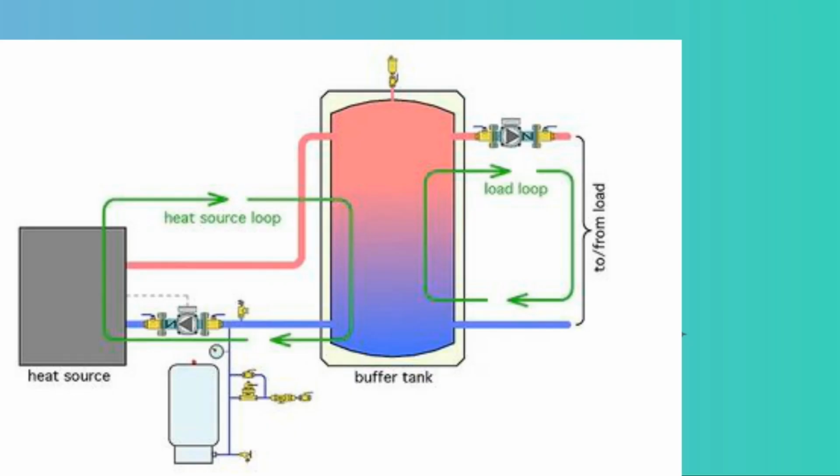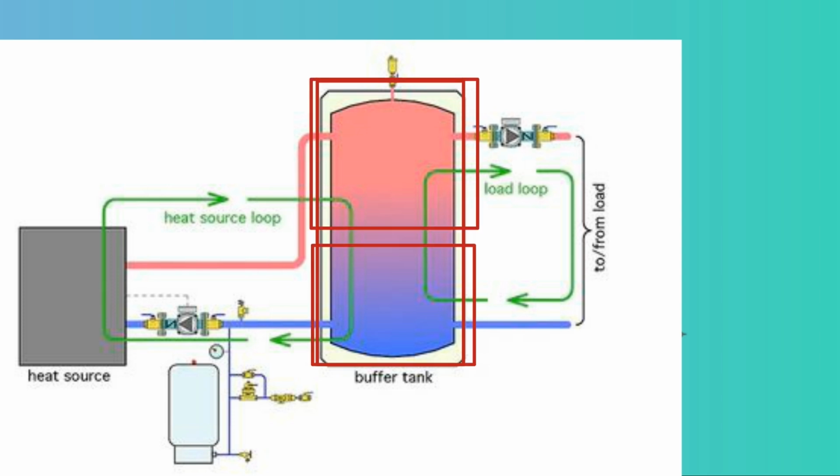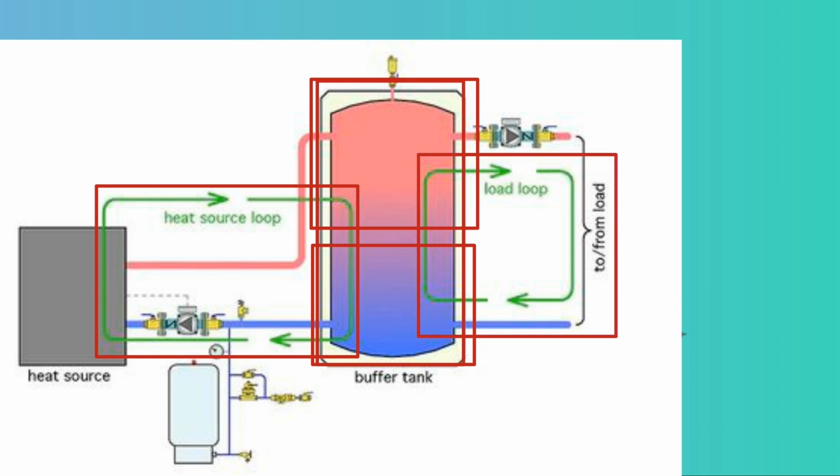Let us see a scheme for the buffer tank. This is the buffer tank. This is the hot portion and this is the relatively cold portion. This is the heat source loop, the loop between the boiler and the buffer tank. And this is the load loop, that means the system and buffer tank.